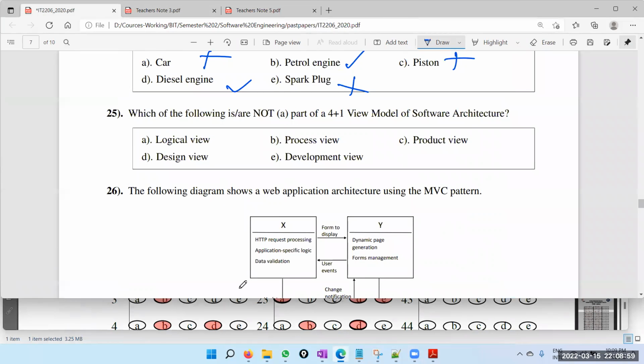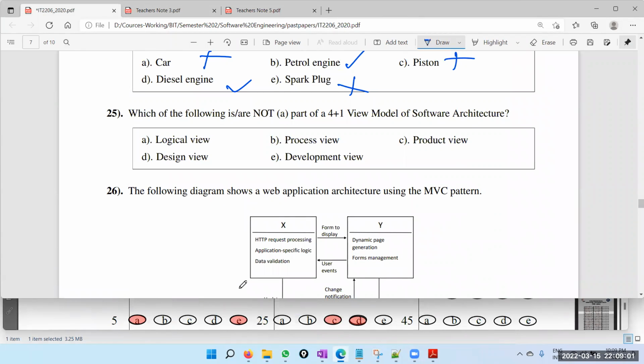Right. What is the answer given? 25. C and D. So the question asks for the ones that are not part of it, meaning these two are not relevant. The others are what come under the views of software architecture: logical view, process view and development view. Right?